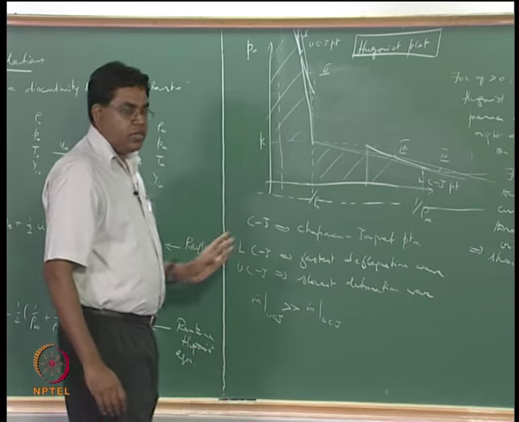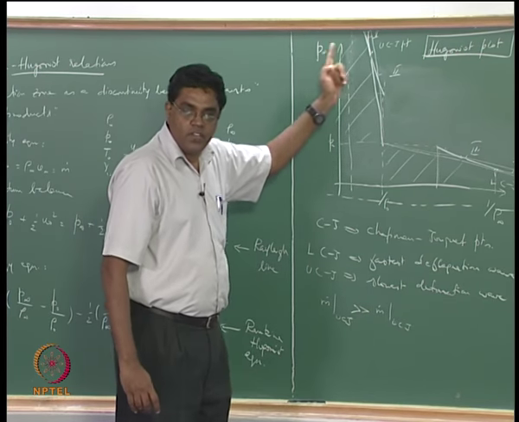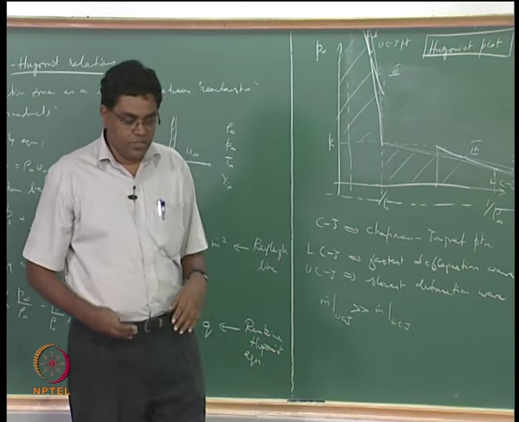But before we do that, let's go back and just write out the properties of the Hugoniot curve, where they intersect, what the asymptotes are, and all those things in the next class.